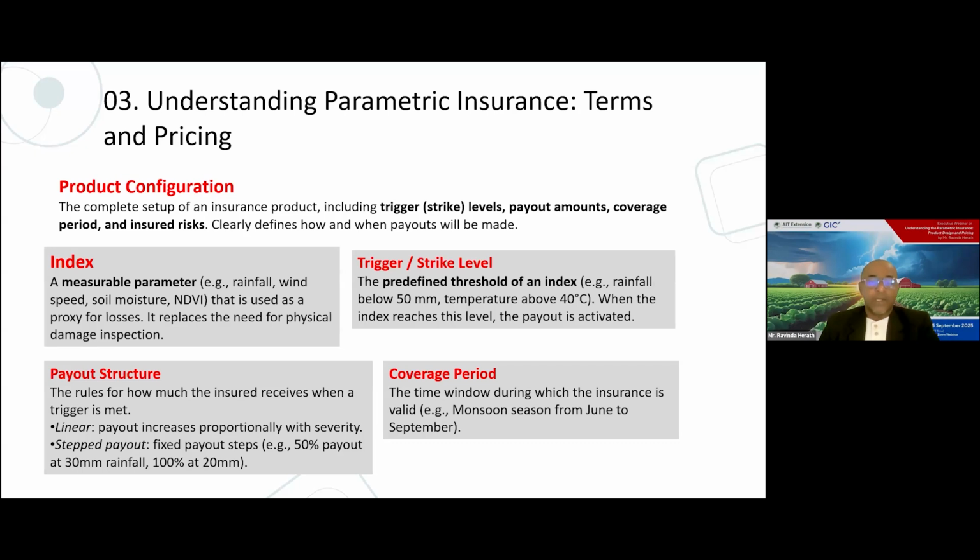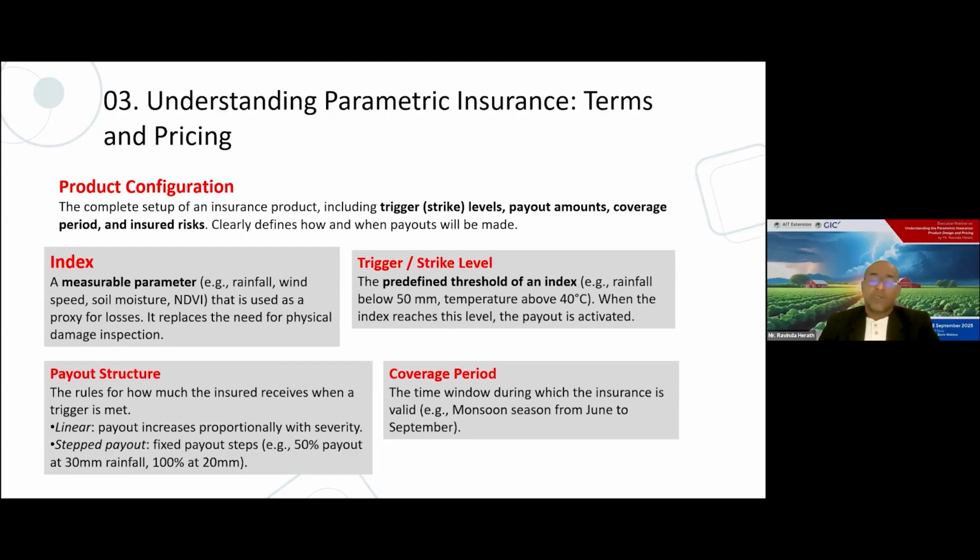One is linear payout. Linear payout is proportionately increasing. That means the entry point is decided, and after the entry point, each one unit increase will be paid, right, till the exit level. But stepped payout is not like that. It is like a slab-wise payout mechanism. In between two slabs, there is no payout. Only when a slab is reached is the payout made.